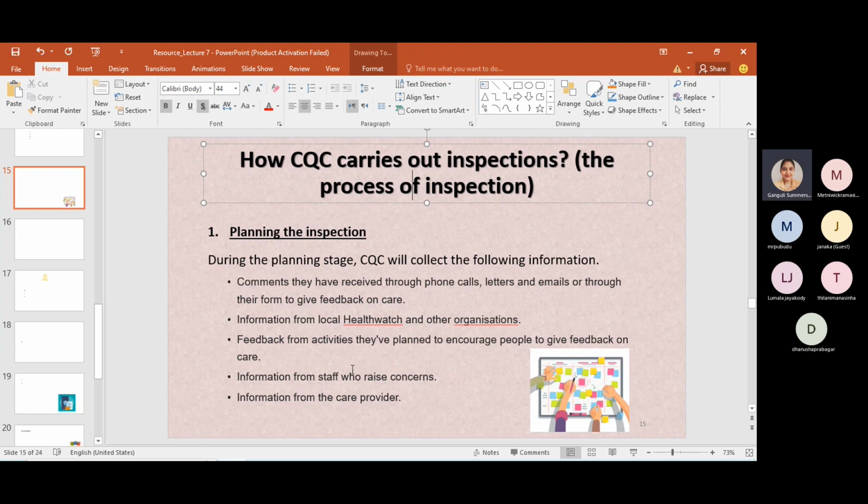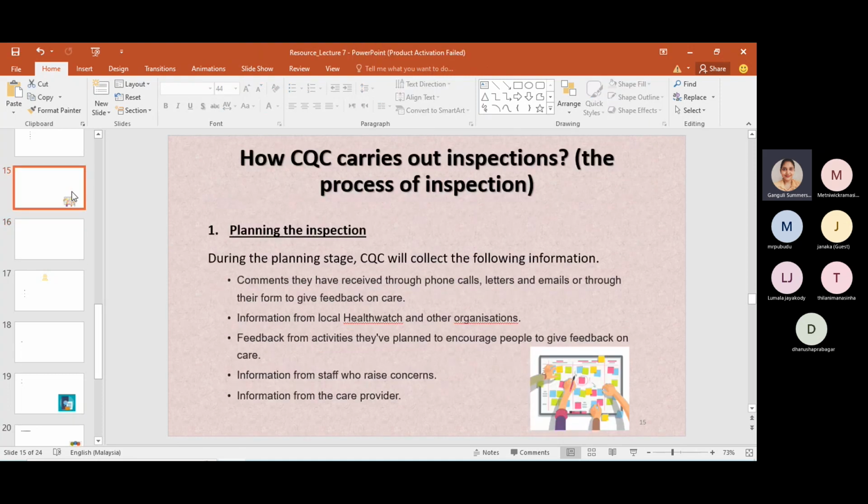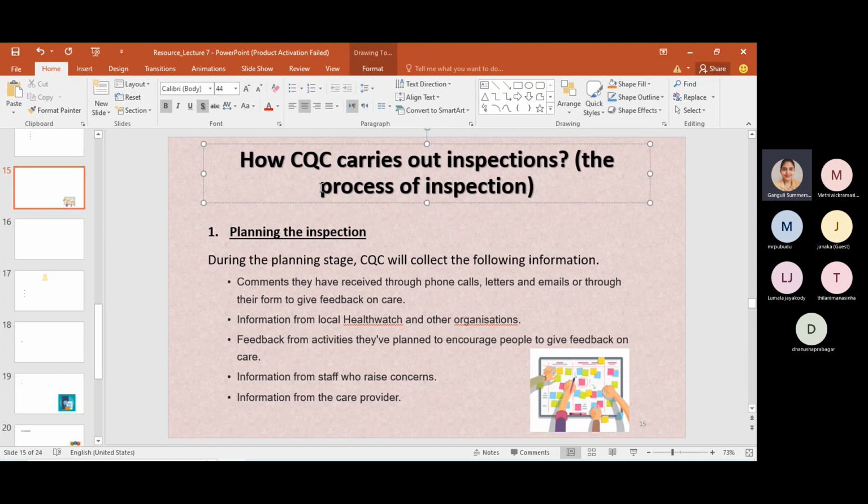So this is the process that is carried out by the CQC. This process that you are learning here is valid only to the CQC. Different regulators have different processes. The process of inspection is different from one regulator to another.